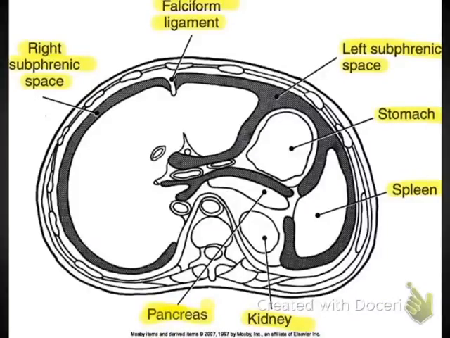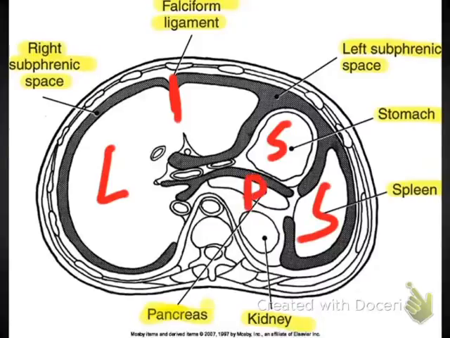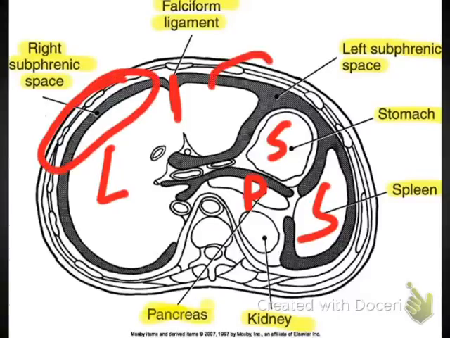Here we have another demonstration of the falciform ligament. And as we can see, we have the liver here, and we have the falciform ligament coming here, separating right from left lobes. We also have in this drawing the stomach, the spleen, the pancreas, and also we have different spaces. We have the right subphrenic space, the left subphrenic space, and this is going to become essential for us to understand because, as we'll see, a lot of times ascites will accumulate in these spaces surrounding the liver. So just know that this area here is the right subphrenic. This is the left subphrenic space. So just keep those in mind.